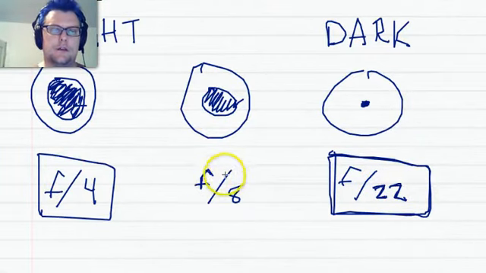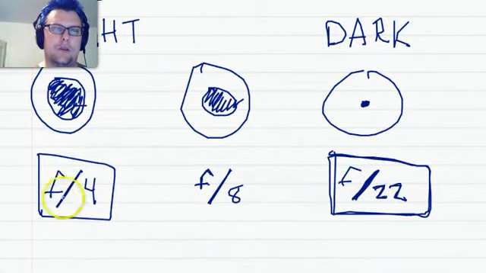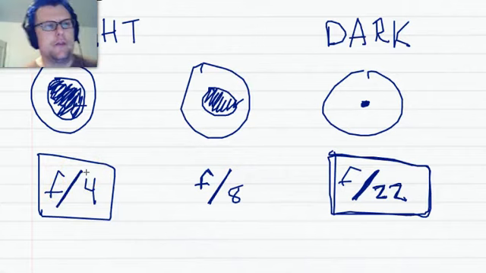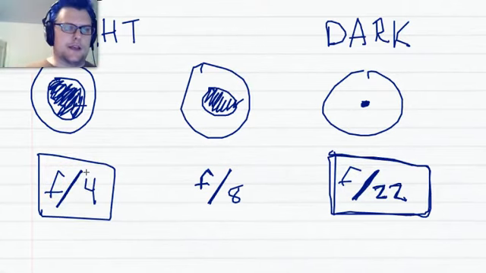F over 8 means the focal length of the lens divided by 8 is how big the hole is. So they're the denominator of a fraction, so that's why when they get bigger, the hole gets smaller. So if that helps you with the mnemonic aspect of it.